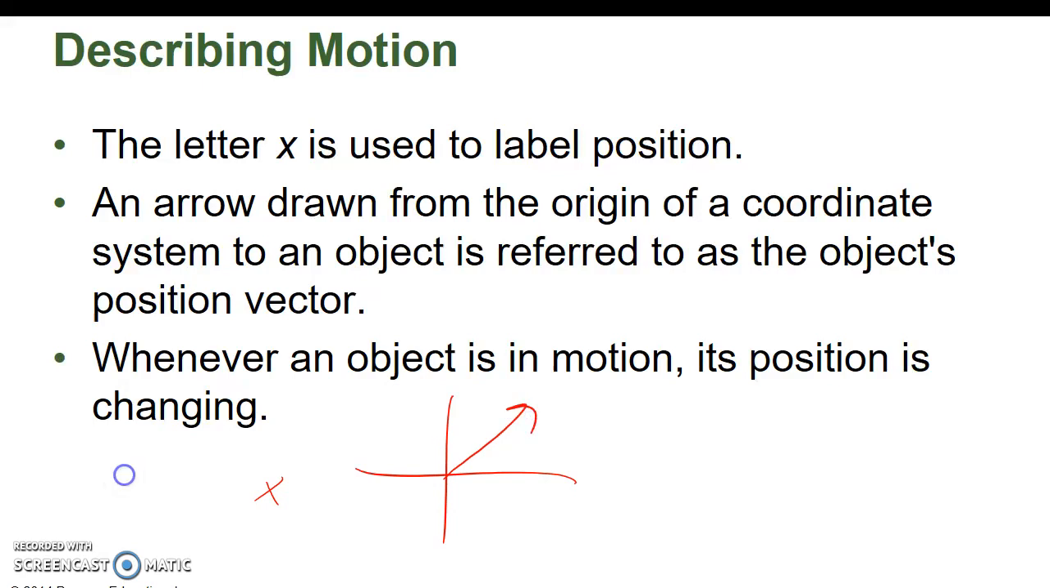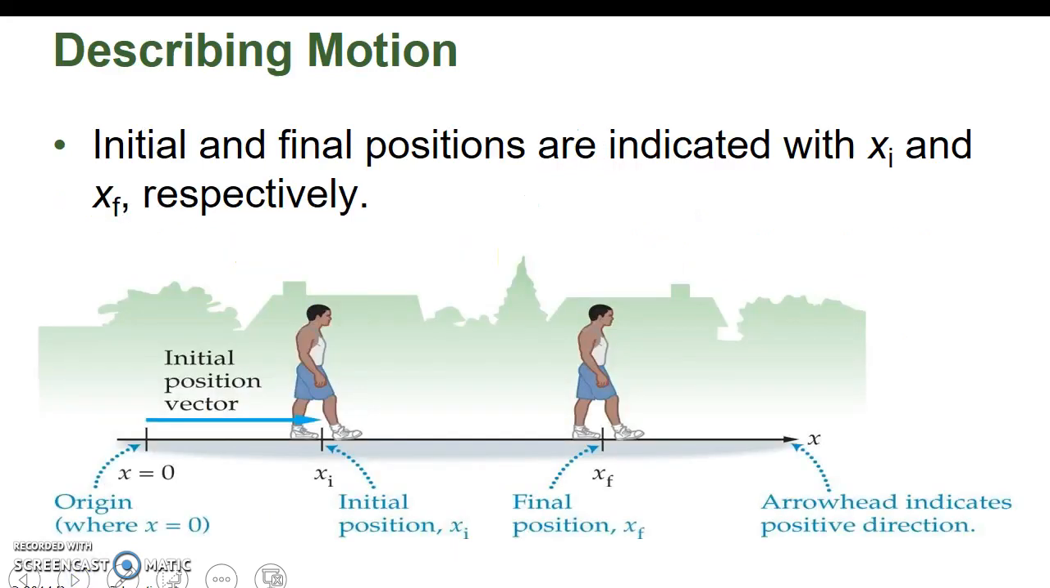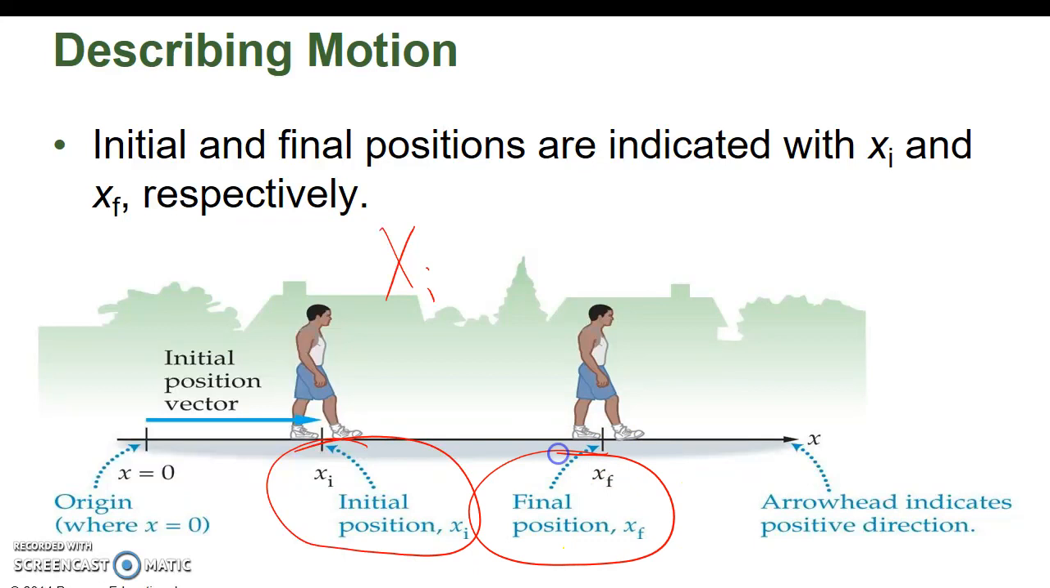Whenever an object is moving, it has changing position. So let's take a look here at some terminology. Initial and final positions. Initial position is where we start, right? Here. And we use x sub i. Final position is where we finish, x sub f. The arrow shows the direction that we're going, and of course we do have an origin, which will be where 0 is. So you've got to have an origin, initial position, and final position when we talk about motion.